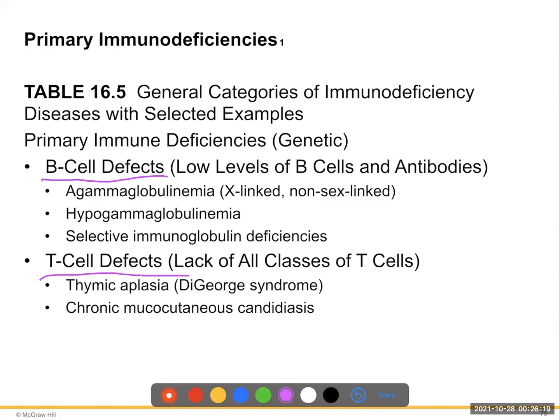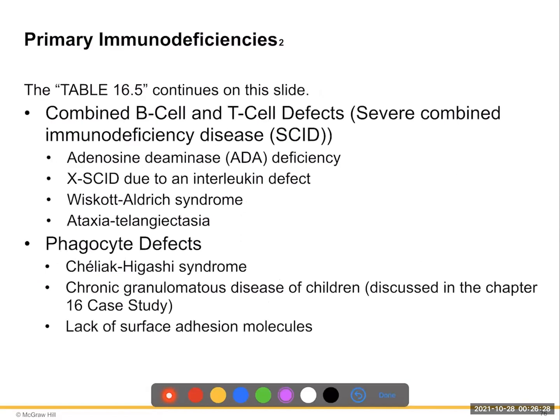Okay. Lack of all classes of T cells. Again, thymic aplasia or chronic mucocutaneous candidiasis. So B or C type. Okay, or you get combined B and T cell defects. Okay. The different types of syndromes there, or you get the phagocyte defects.